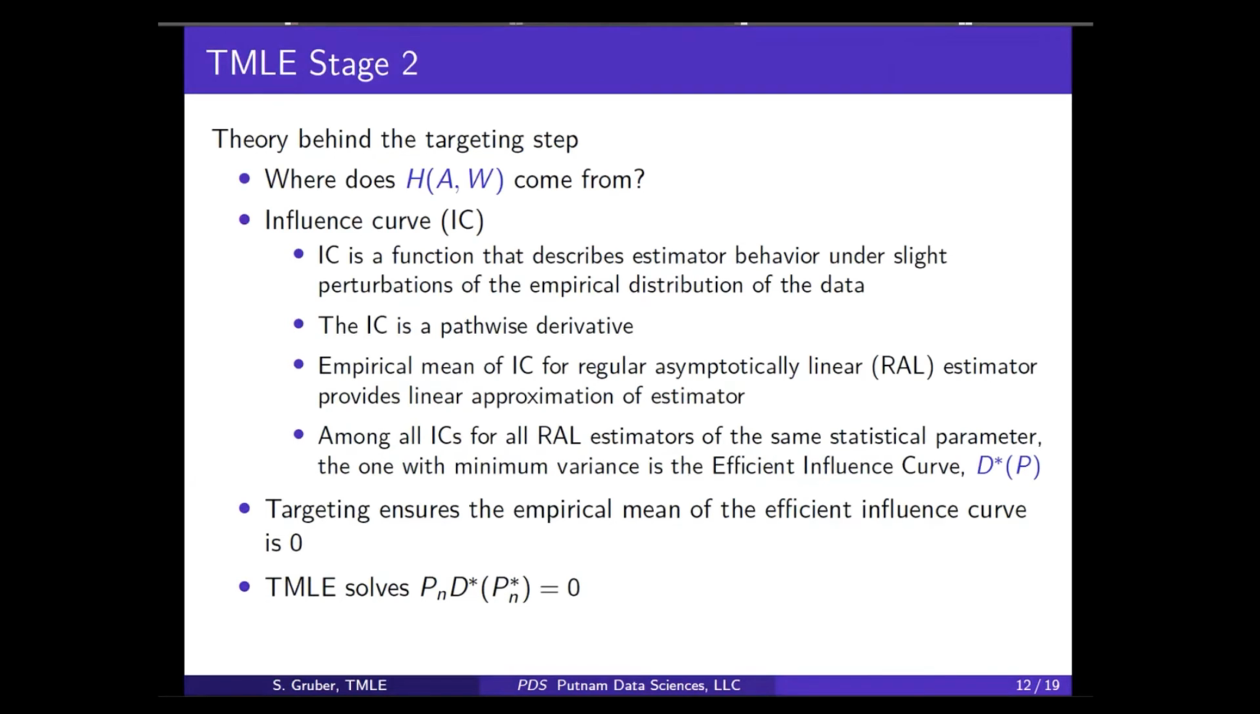So before I can tell you what H is, I just need to remind you about an influence curve, or an influence function, same thing. The influence curve is a function that describes estimator behavior under slight perturbations of the empirical distribution of the data. When you sample data and analyze one sample, and then do exactly the same thing again with a different 1,000 observations from this very same data, you get a slightly different answer. That's because the empirical distribution of the data in one sample of 1,000 isn't identical in the other sample of 1,000. So how does that actually change the thing that you're estimating?